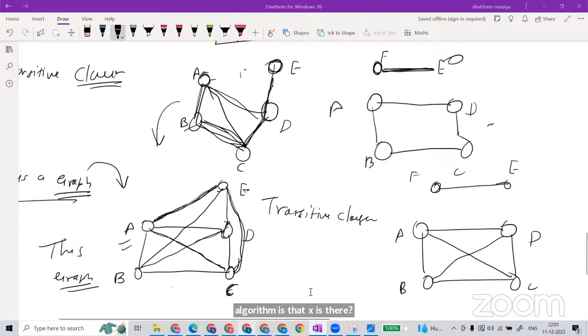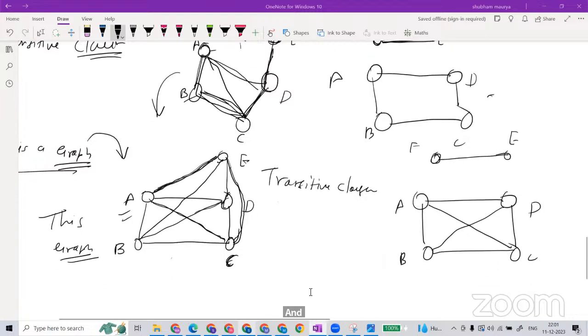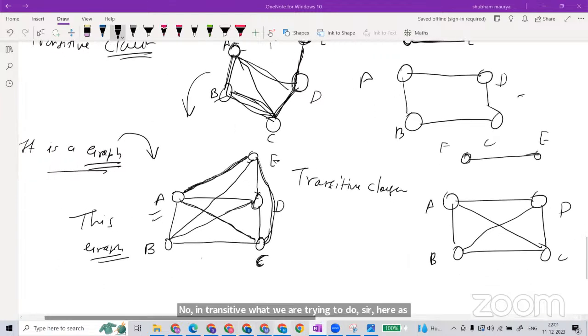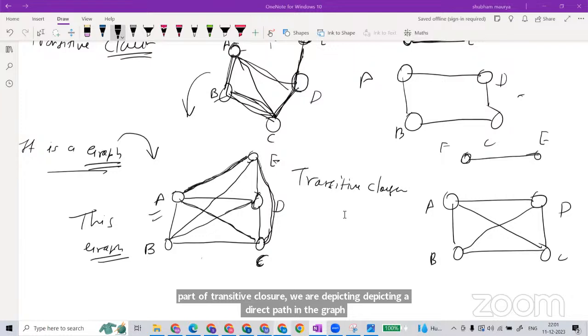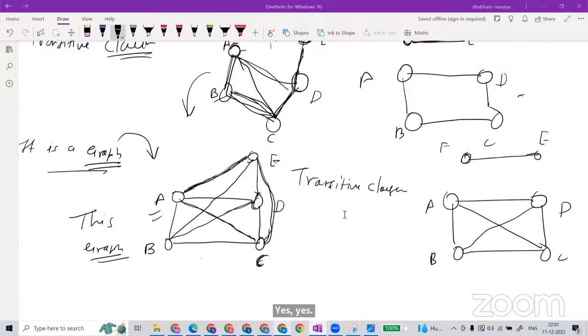In transitive closure, what we are trying to do, as I see, is this: if you don't have a direct path to a vertex, but you have an indirect path, then as part of the transitive closure we are depicting it as a direct path in the graph. That's the only thing, right? Yes.